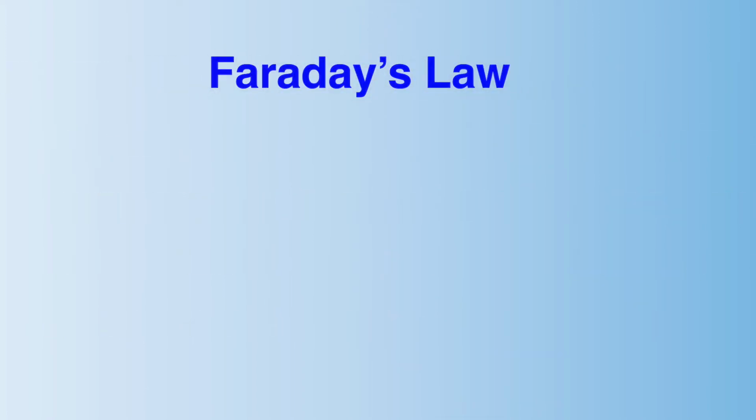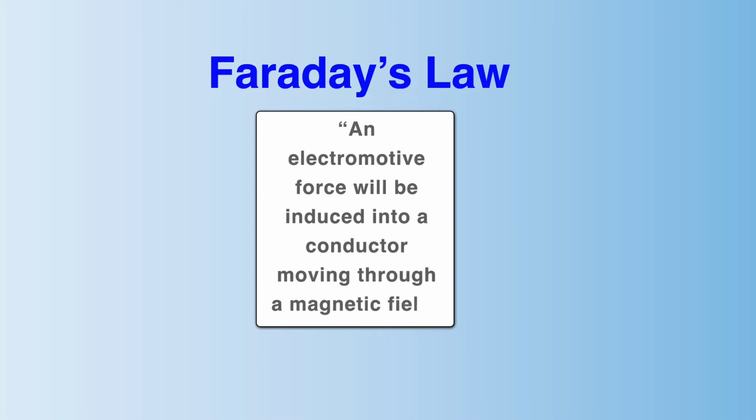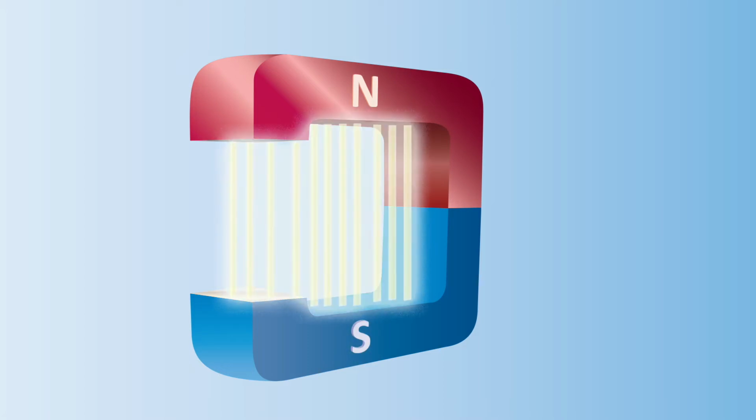Faraday, one of the founding fathers of electrical generation in the 1800s, wrote the law named after him, stating, "An electromotive force will be induced into a conductor moving through a magnetic field." A magnet has two poles, north and south, at opposite ends. Between the two poles is a magnetic field.